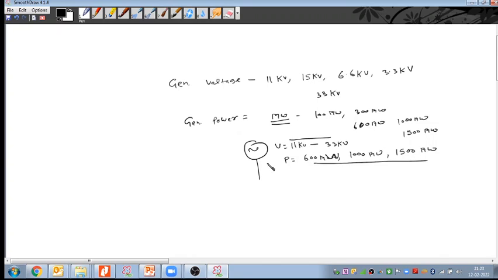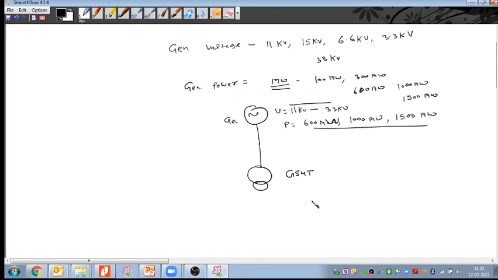So after generation of the power, we need a transformer, which we call the GSUT, generating step up transformer. This transformer will have some associated switchgear: we put some switchgear on the generation side, and some switchgear on the transmission side.